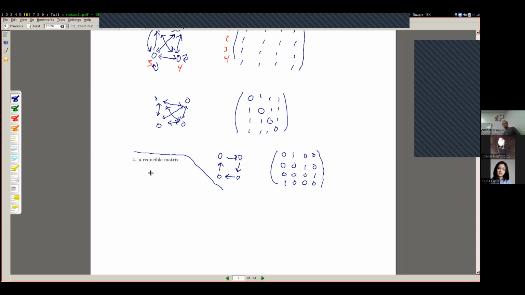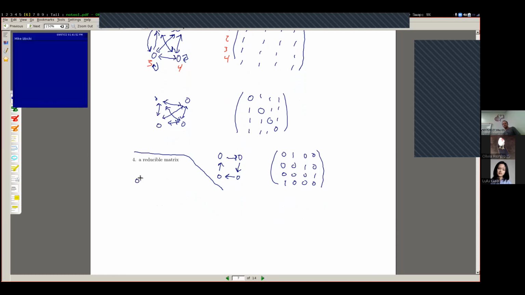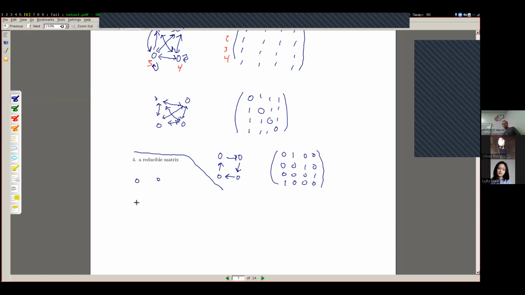And so here in the reducible case, reducible being the opposite of irreducible, the simplest example would be if we just don't have any edges. And again, this corresponds to that zero matrix. That's one of those good things to be thinking about when you're thinking about these definitions and counterexamples.